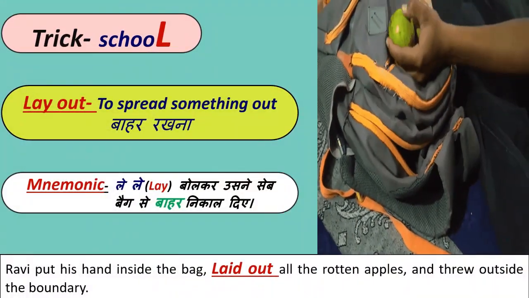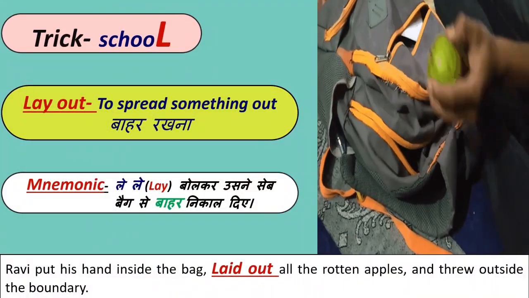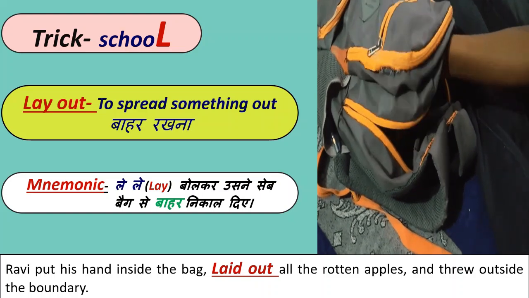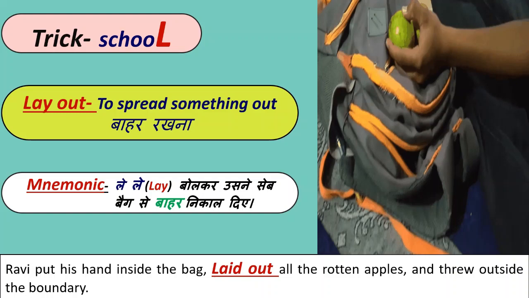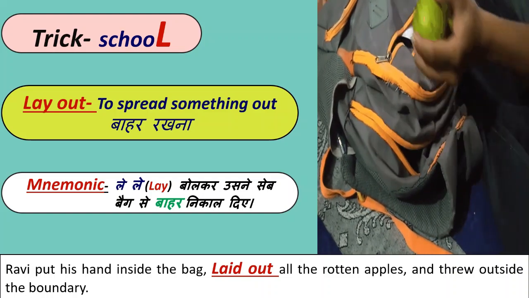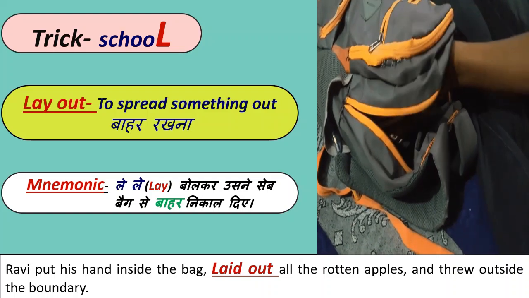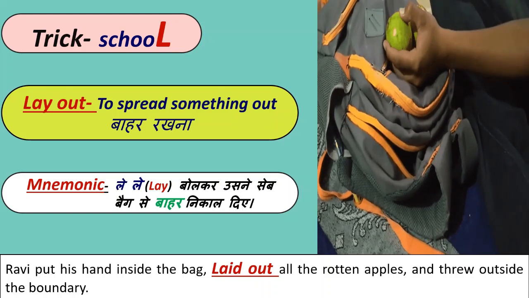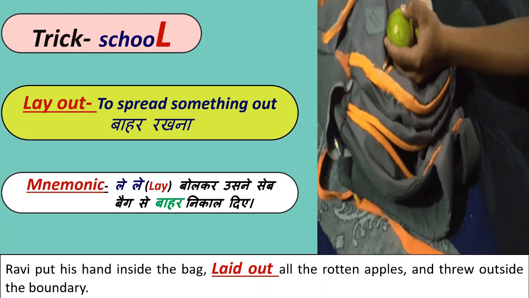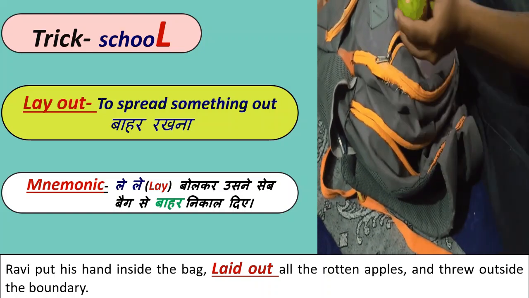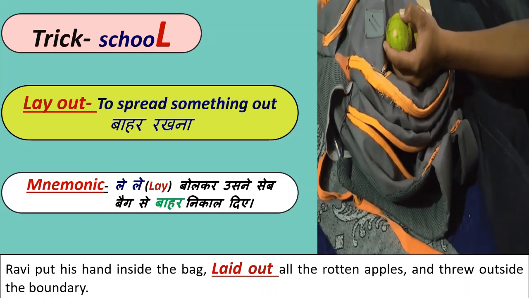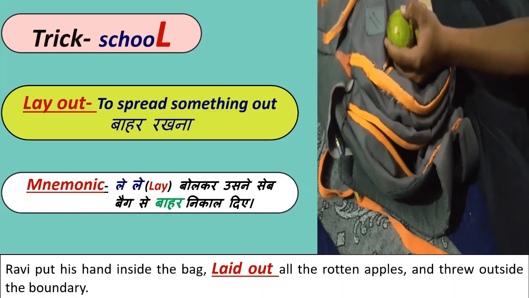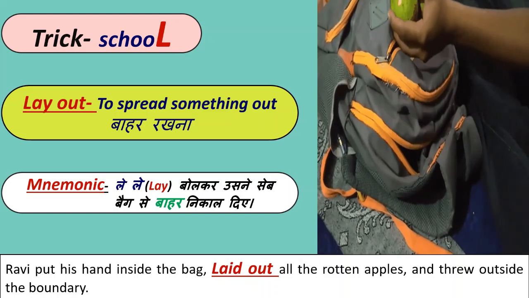The last letter of school is L and the word is layout, which means to spread something out. In Hindi, बाहर रखना. Mnemonic is ले बोलकर उसने सेब बैग से बाहर निकाल दिए. Let's see the sentence. Ravi put his hand inside the bag, laid out all the rotten apples, and threw them outside the boundary.